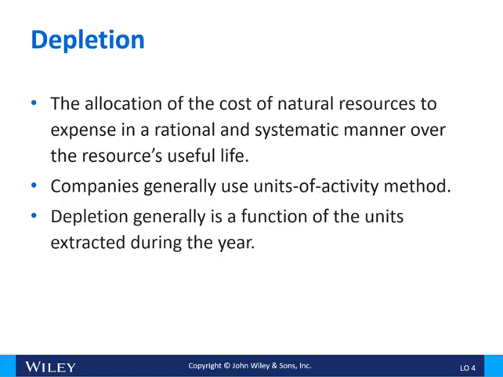Now we're going to talk about depletion. Accountants love to have different names for similar concepts. Depletion is the allocation of the cost of natural resources to expense in a rational and systematic manner over the resource's useful life. Sounds a lot like the definition of depreciation, and it is. It's basically the same idea, and they call it depletion. Usually, companies use the units of activity method, and depletion generally is a function of the units extracted during the year.